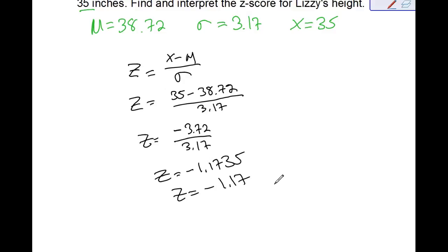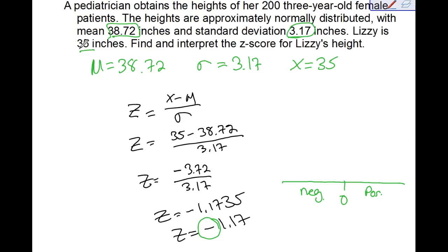What it means to interpret this is that she is 1.17 standard deviations below the mean height. And the reason why she's below is because she has a negative z-score. Negative z-scores are below the mean, positive z-scores are above the mean, because recall, 0 is here, positives are here, negatives are here. And just to think about that, well, Lizzie's only 35 inches, the mean height is 38 inches, so it would make sense that she is below the mean height.